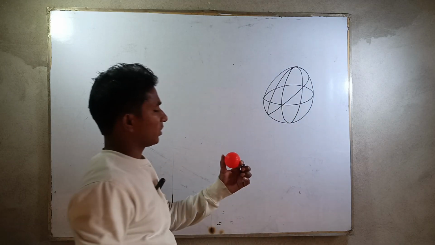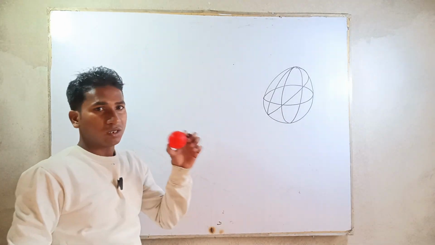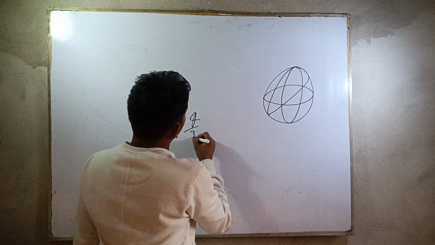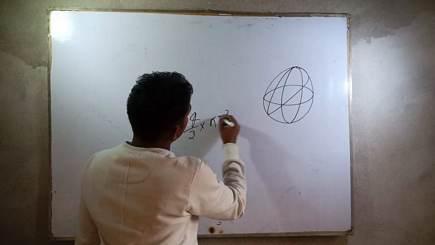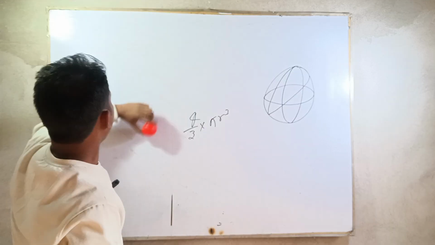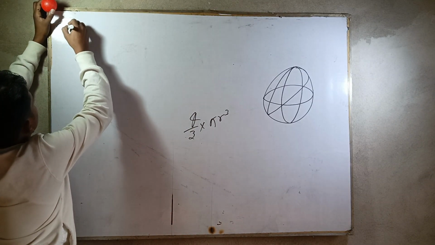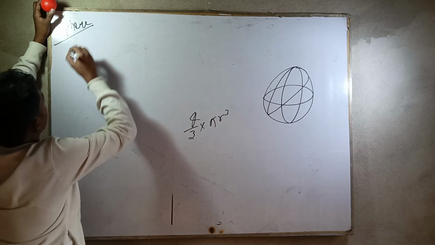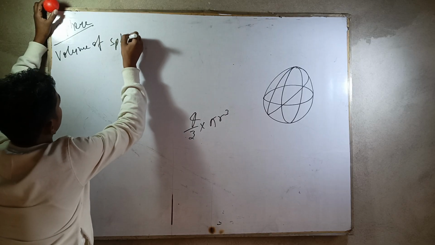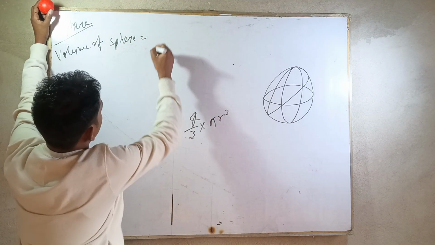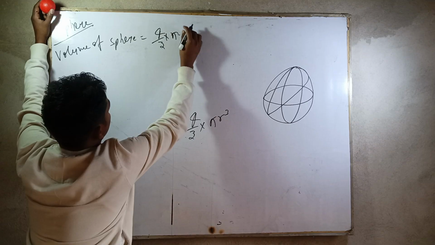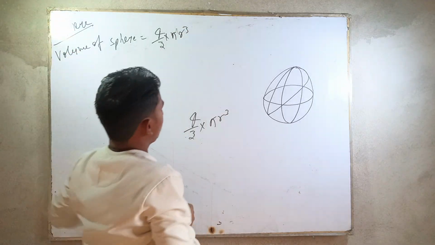This one is like a sphere. So a sphere is a ball. The volume of a sphere is 4 by 3 into pi r cube. So the volume of a sphere is equal to 4 by 3 pi r cube. It is a sphere.